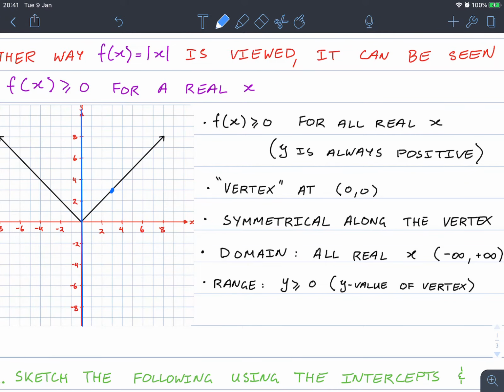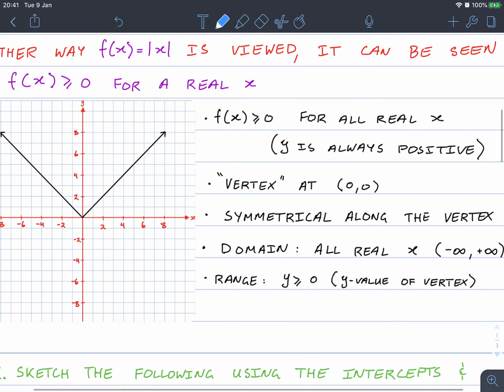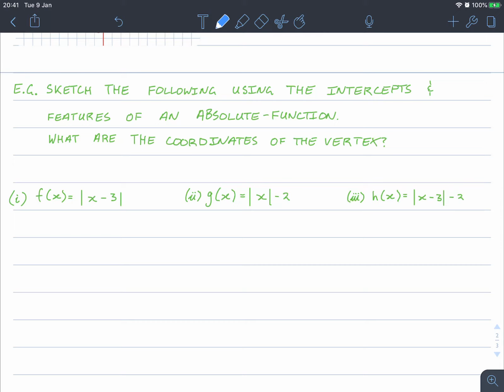And its range is y is greater than or equal to 0. It's actually just whatever value this vertex is, because the lowest y value is at 0, and the y values only go up to positive infinity. Okay, so let's do a few examples here, and we'll sketch them using the intercepts and features of an absolute value function. We'll take note of where the vertex is.